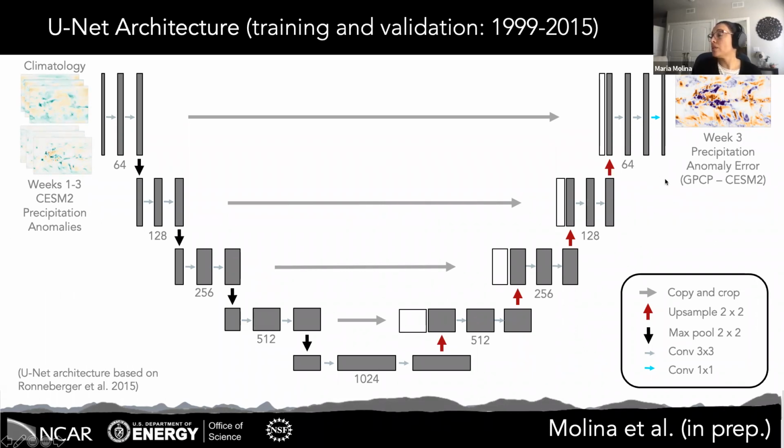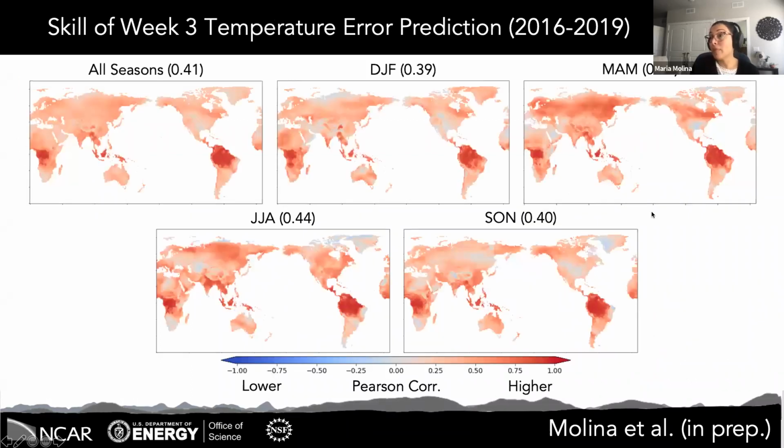And so what we ended up doing was predicting the anomaly error within our fields. And so we're using global fields here. So this is a global precipitation product available from NOAA that combines satellite information and rain gauges, and then our CESM2 hindcast data. And we saw that our neural network could actually learn to predict these precipitation anomaly errors with skill. And so here we're looking at weeks 1 through 3 as input, and then predicting our week 3 precipitation anomaly errors. If we take a look at performance for temperature, it was very excellent.